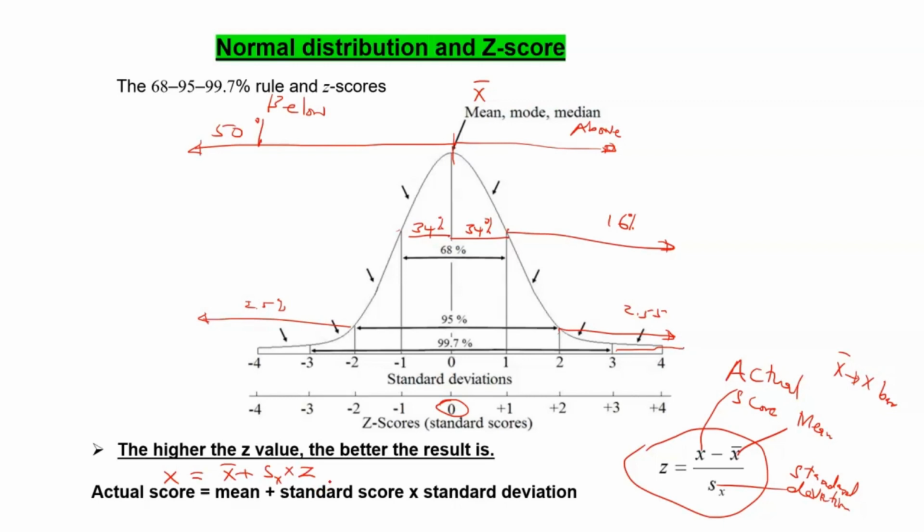Alright, let's have a look at an example based on this concept, the 95. We also need to understand that the 68 percentile is the mean plus or minus 1 standard deviation, to the left and to the right. The 95 is 2 standard deviations, plus or minus 2 standard deviations. 99.7 is 3 standard deviations, so you multiply by 3.